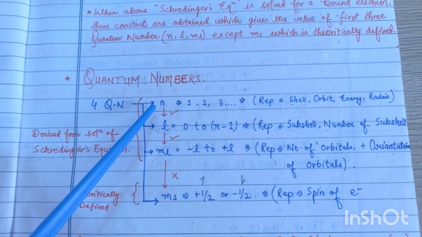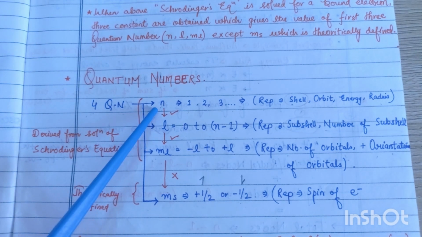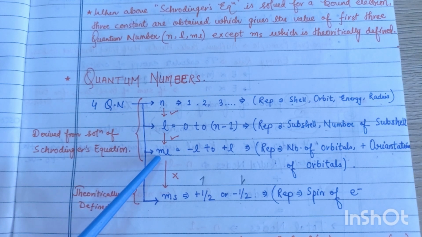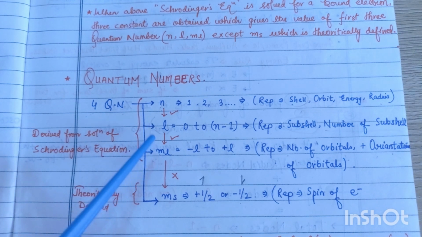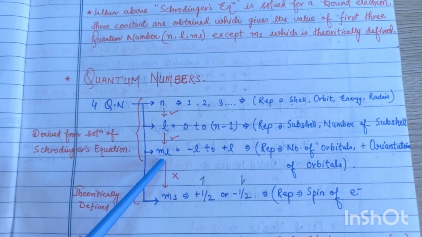We cannot determine the azimuthal quantum number directly without knowing the value of the principal quantum number. Similarly, we cannot determine the magnetic quantum number without knowing the values of the azimuthal quantum number and the principal quantum number. So I put the arrow. These quantum numbers must be determined consecutively.